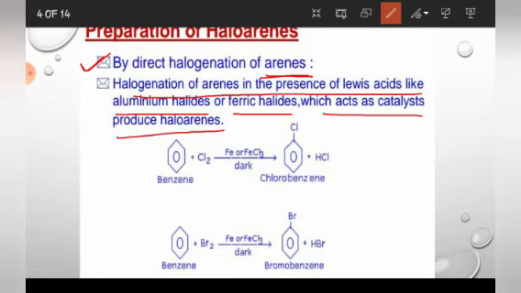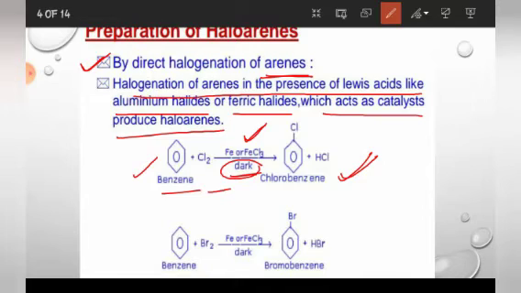produce haloarenes. So the reaction is written benzene plus Cl2. See, the catalyst is also written, Fe or FeCl3. What is important? You need to write dark here. The reaction takes place in dark, because in the presence of sunlight or UV light, the reaction will be different. I will discuss that also. So for this, you will show benzene plus Cl2 and then the catalyst, and then you will write down dark.